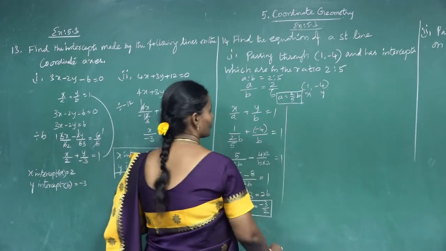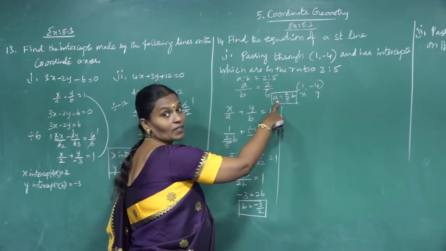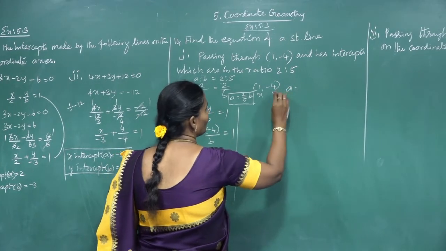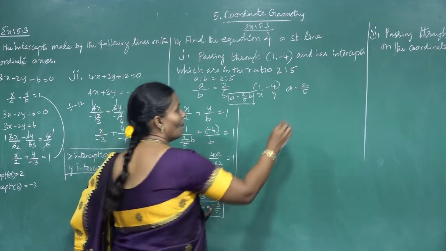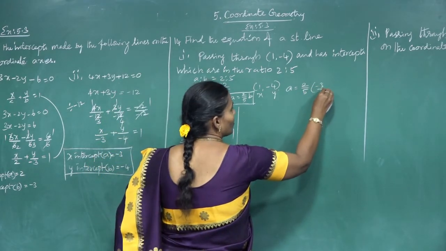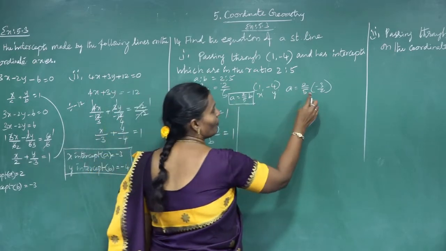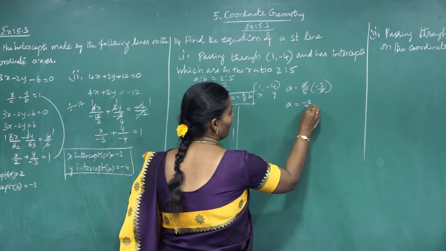Okay. Now, see, this b you have to substitute in this equation. So, what is that? A is equal to 2 by 5. What is b value? Minus 3 by 2. Substitute that in this equation. So, now what we get? 2 cancel. Then A is equal to minus 3 by 5.